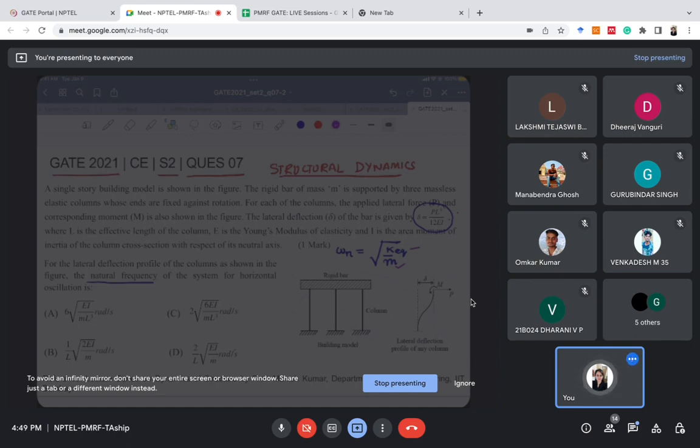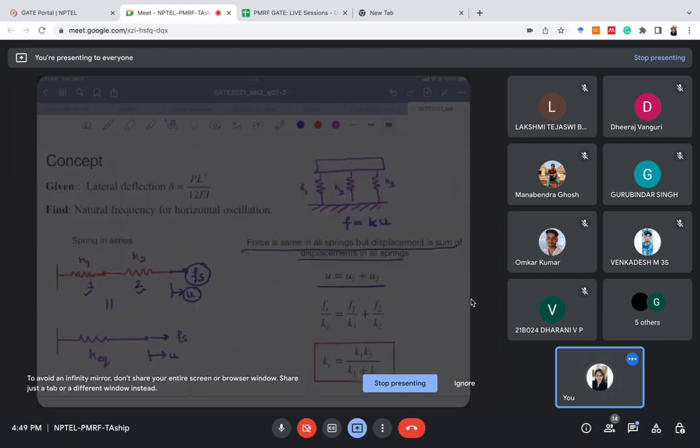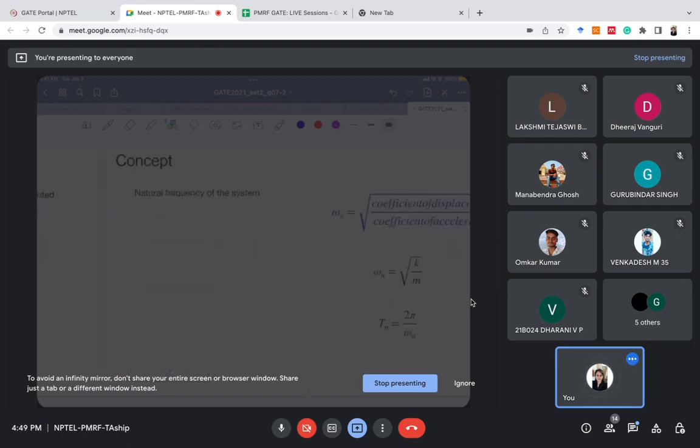Now what are K1, K2 and K3? K1, K2 and K3 will be the same because all these columns are similar in configuration. So we need to find the value of K1, K2 and K3. We'll simply add them up and put it in the formula. So omega n equals under root of k by m. That k by m we need to find out. Now, just a normal introduction of how we get this value.